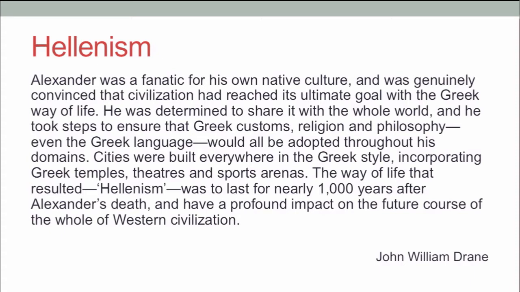Alexander was a fanatic of his own native culture and was genuinely convinced that civilization had reached its ultimate goal with the Greek way of life. He was determined to share it with the whole world, and he took steps to ensure that Greek customs, religions, and philosophy, even the Greek language, would all be adopted throughout his domains. Cities were built everywhere in Greek styles, incorporating Greek temples, theaters, and sport arenas. The way of life that resulted, Hellenism, was to last for nearly 1,000 years after Alexander's death and have a profound impact on the future course of the whole Western civilization.